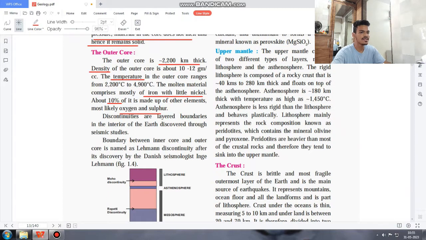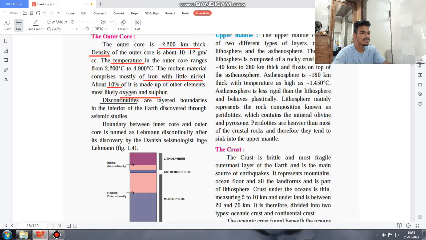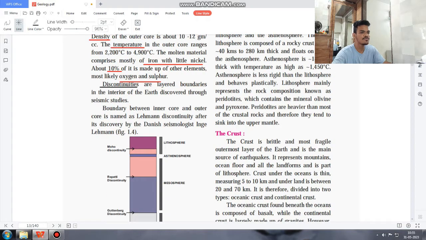Discontinuities, what are discontinuities? They are layered boundaries in the interior of the earth. Now, the boundary between inner core and outer core is called the Lehmann discontinuity. This is important. This can come as a 1 mark or an MCQ. The Lehmann discontinuity is named after the Danish seismologist Lehmann.